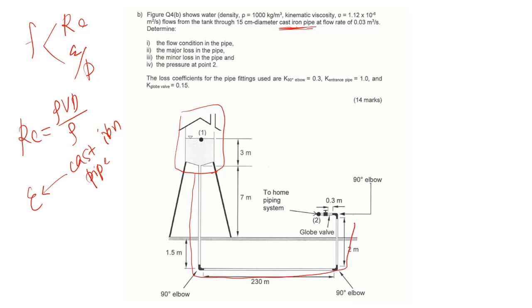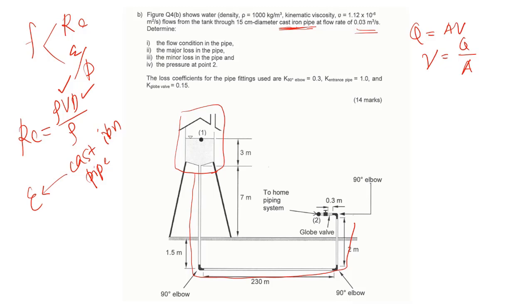Okay, the flow rate we have is 0.03, so you need to find the velocity using the flow rate Q. Q equals VA, so V equals Q over A. So you find the velocity, and the diameter is given to you, 50 cm.